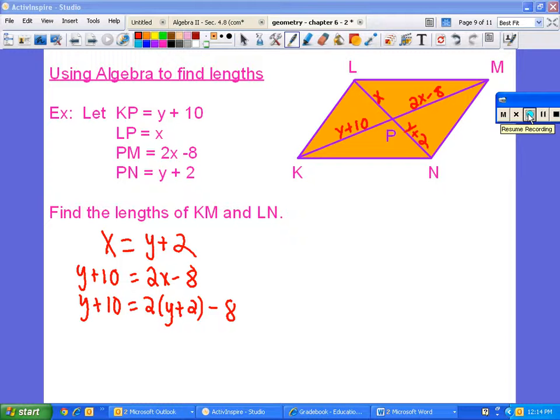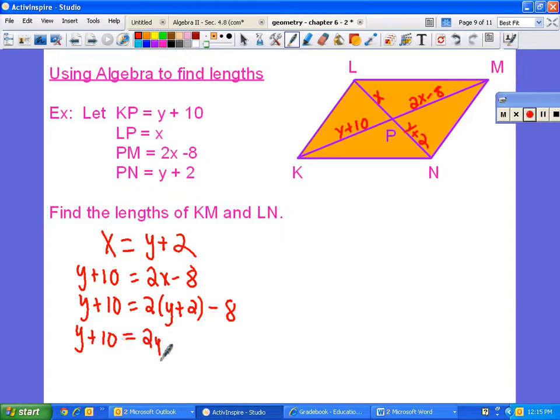Okay, so now how do I expand this? What property of math do I need to use? I need to use the distributive property. So I get y plus 10 is equal to what? 2 times y gives me 2y, 2 times 2 gives me 4, and then minus 8. And I'm going to rewrite this up here so that I have more room to work.